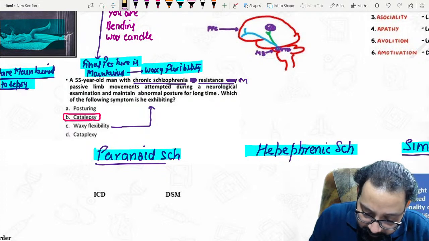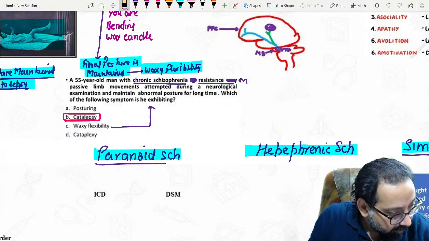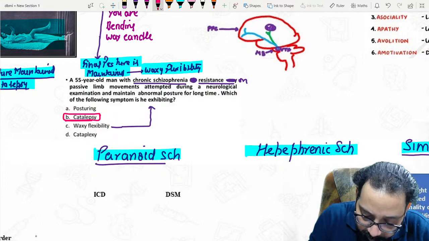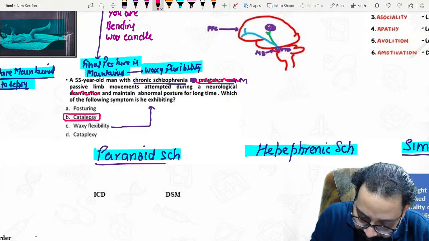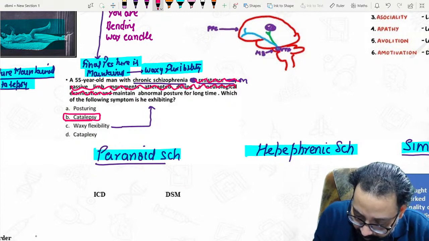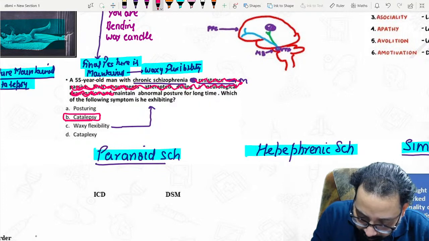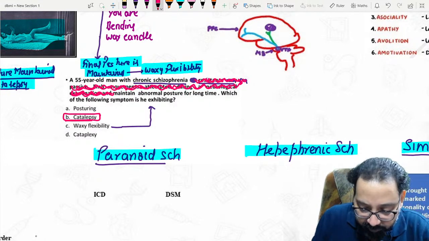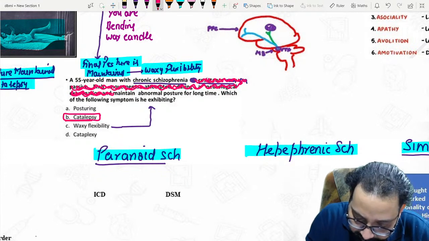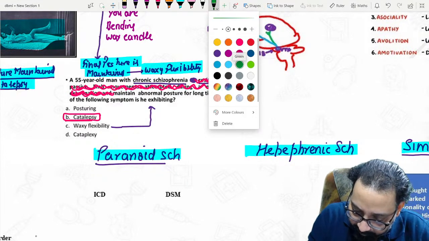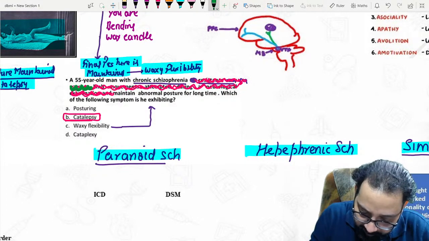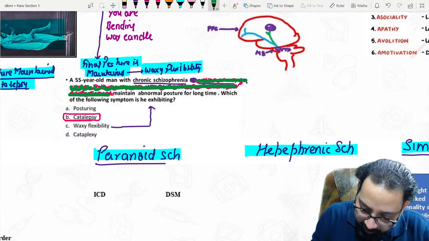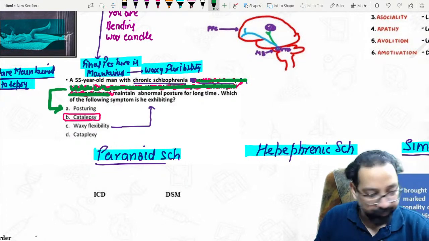Now the same question. If I remove everything except a 55-year-old man with chronic schizophrenia maintains abnormal posture for a long time, which of the following symptoms? Now please reply, what is the answer? Now the answer would become posturing. Clear?